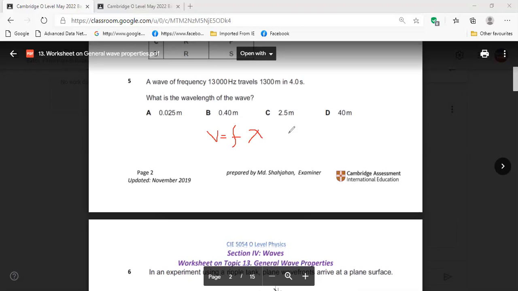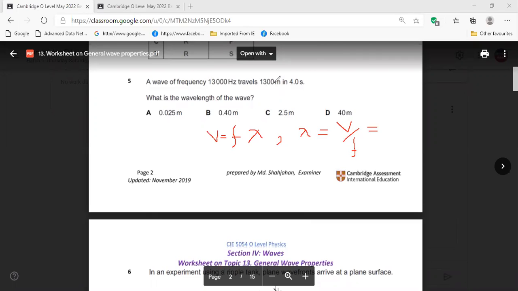This one you know, right? Then what are you going to find? Lambda, right? Yes, sir. You are going to find lambda. So you make lambda the subject. Then what is it coming? V by F. F is given directly, right? Yes, sir. V you have to find from the formula speed equals distance over time.